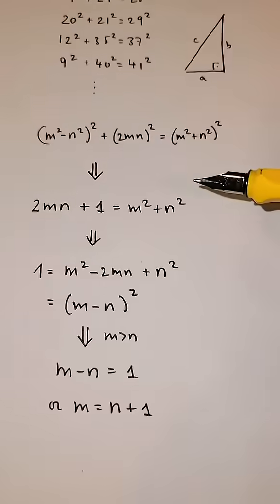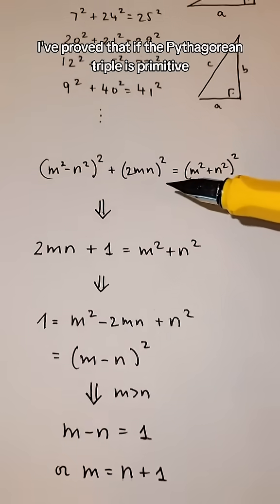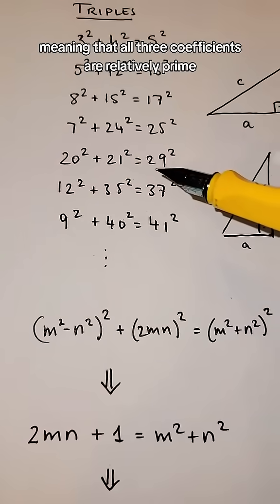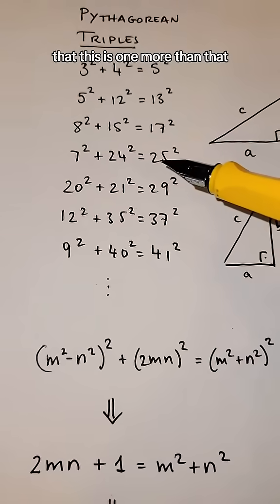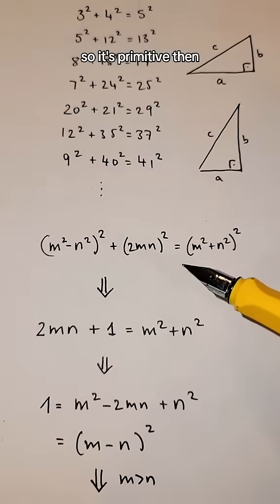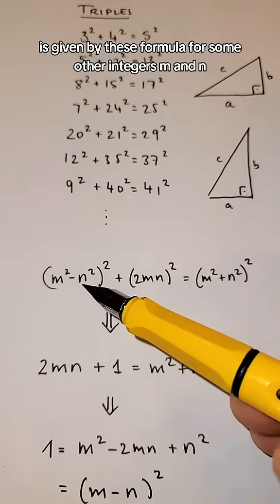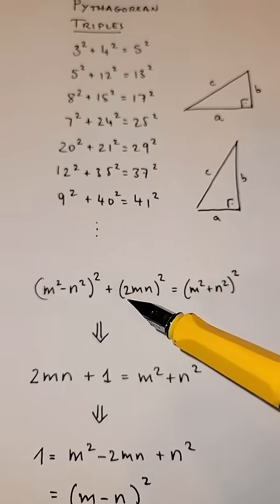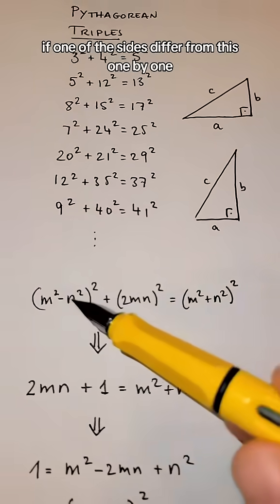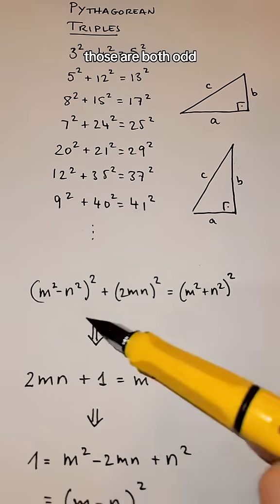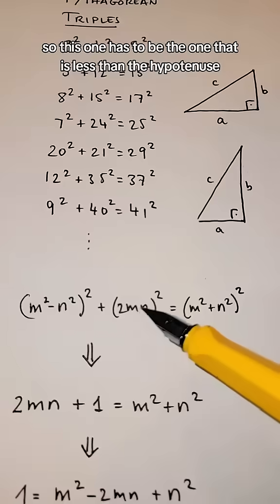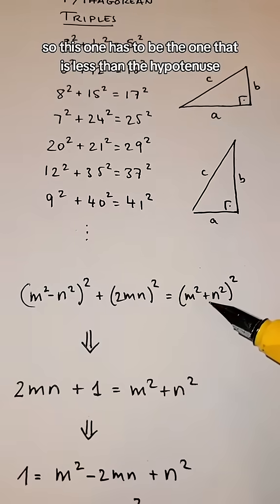How do we tell? Well, in a previous video, I've proved that if the Pythagorean triple is primitive, meaning that all three coefficients are relatively prime, and if that happens, that this is one more than that, then these two numbers have to be relatively prime, so it's primitive, then it's given by this formula for some other integers m and n. And then if one of the sides differs from the hypotenuse by one, this one and that one, those are both odd, so they differ by 2 at least. So that cannot be it. So this one has to be the one that is less than the hypotenuse.